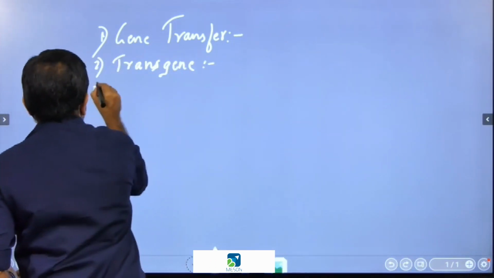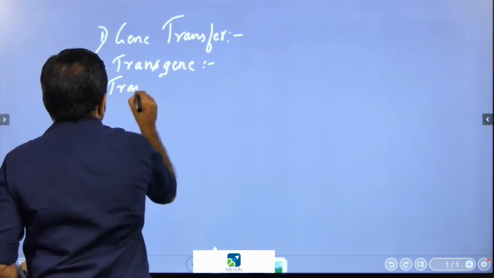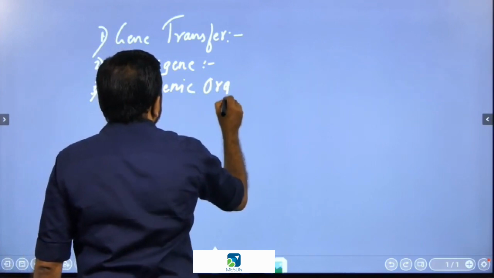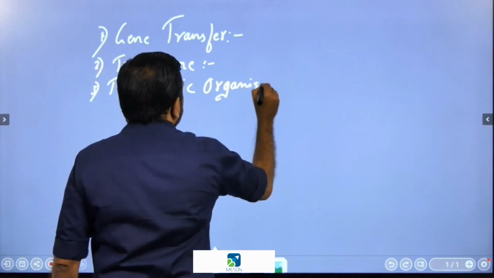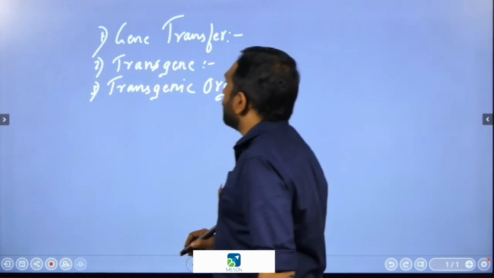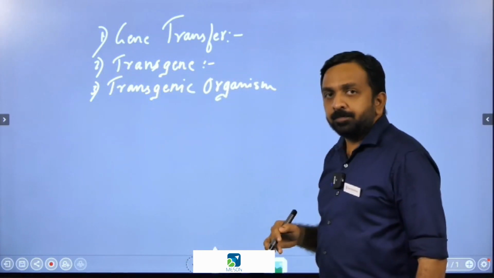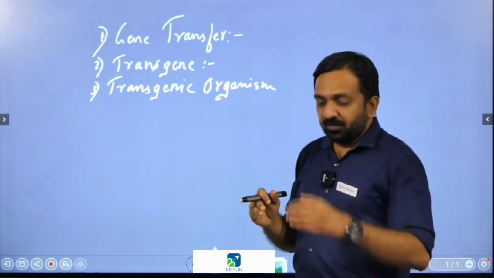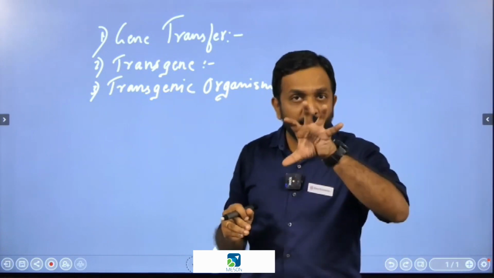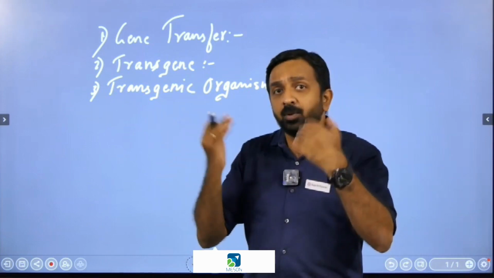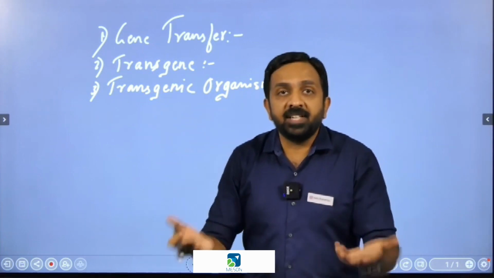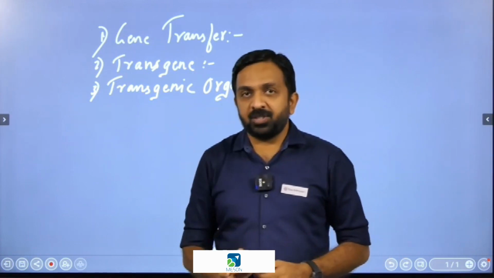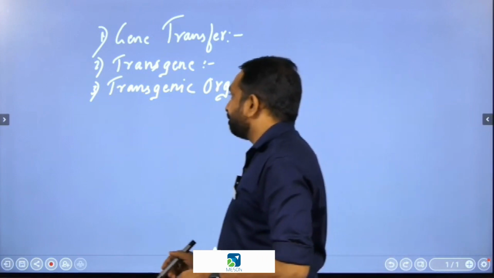Third one, transgenic organism. An organism that possesses and expresses a transgene. That means from an organism you are transferring a gene. That particular gene is called a transgene. If an organism receives it and expresses it, you call it a transgenic organism. Remember the words possess and express.